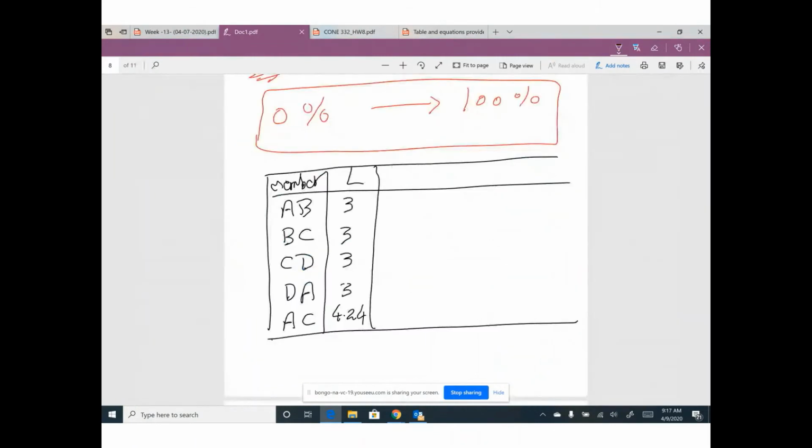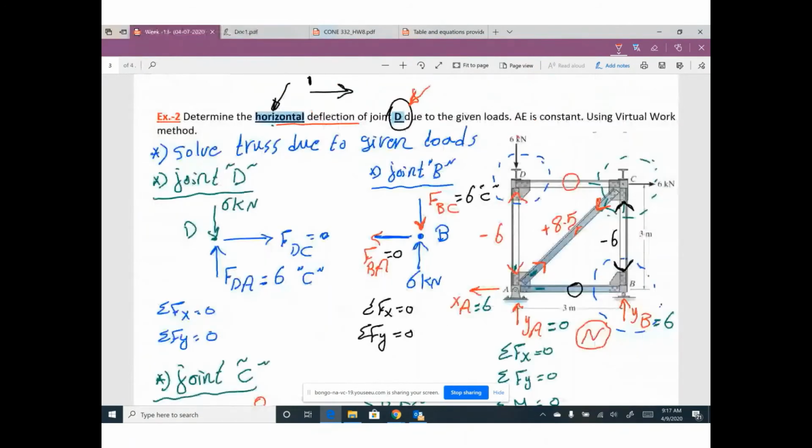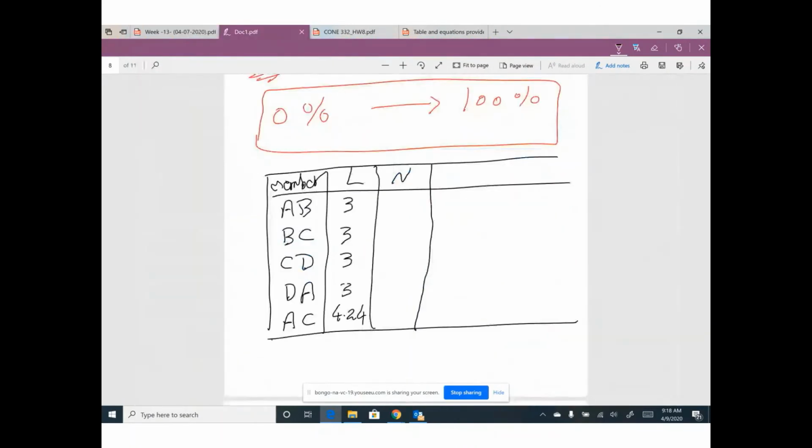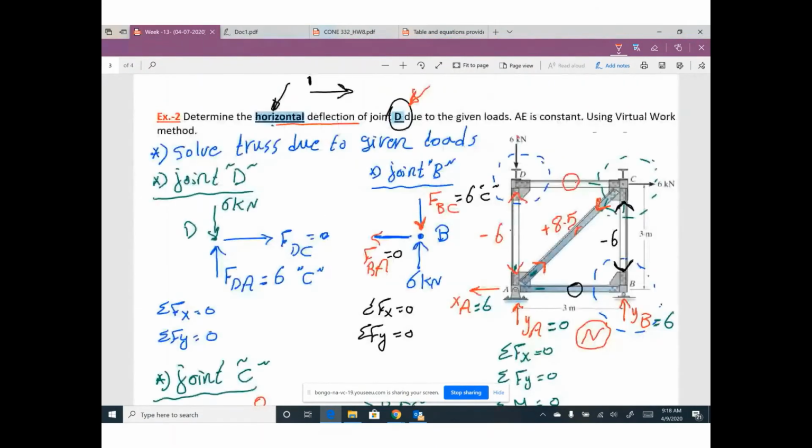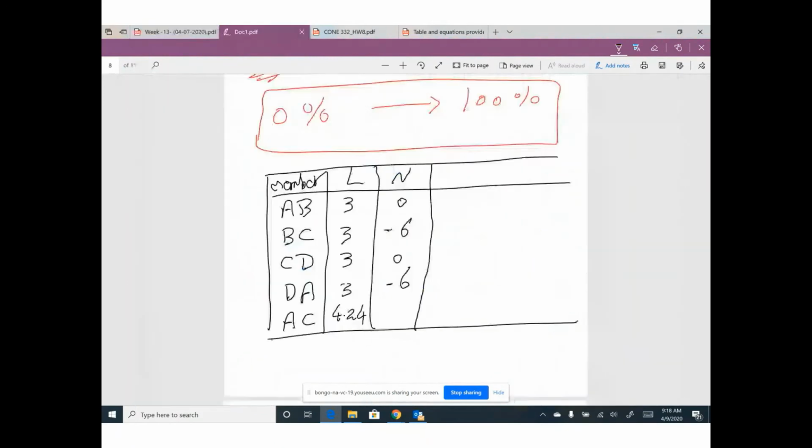Then, what is the capital N in each member? Okay, go ahead and put capital N. This member is 0, -6, 0, -6, and the inclined one is tension 8.5. So positive 8.5.